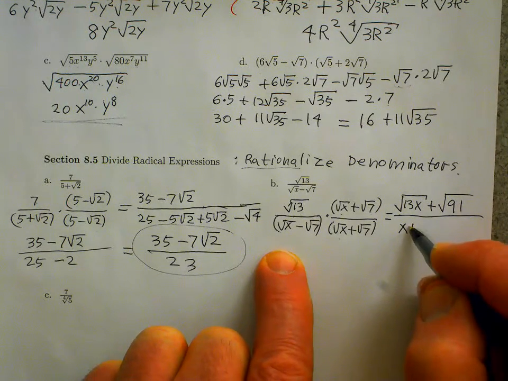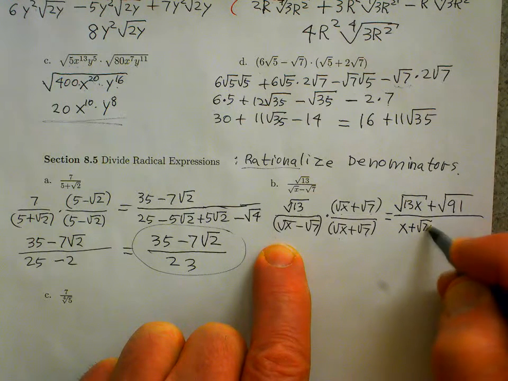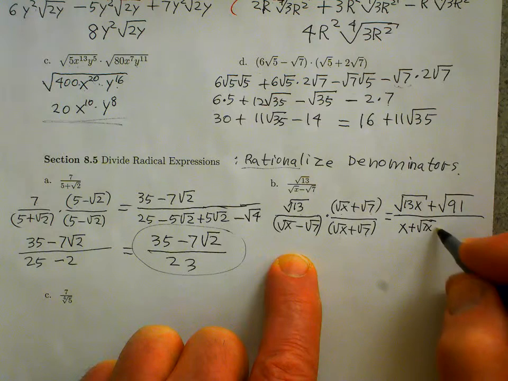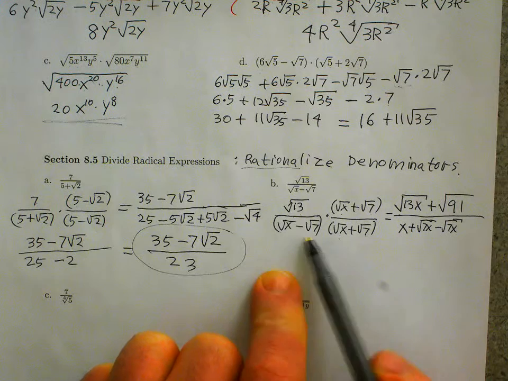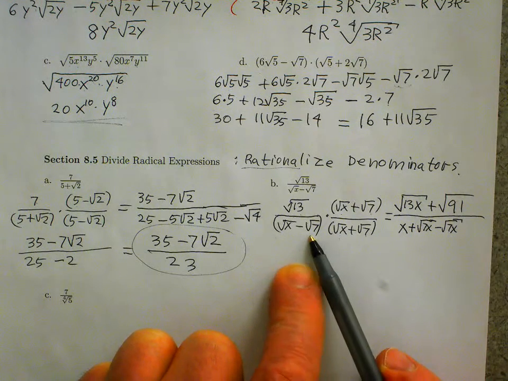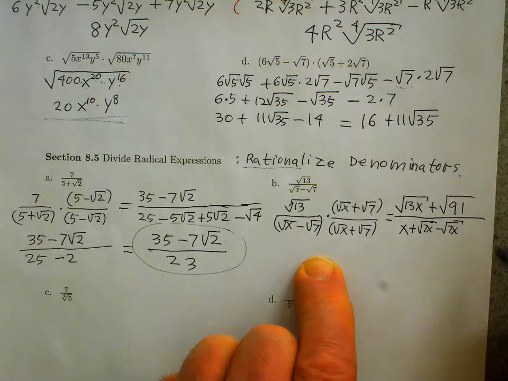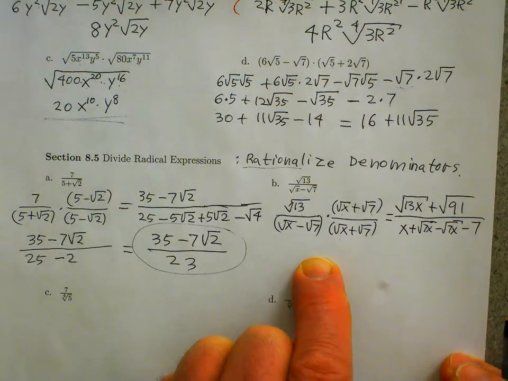And then we'll write the square root of x times the square root of 7 as the square root of 7x. Then we're going to subtract the square root of 7 times the square root of x, so minus the square root of 7x. And then minus the square root of 7 times the square root of 7, which is minus the square root of 49. But the square root of 49 is 7, so we have minus 7.